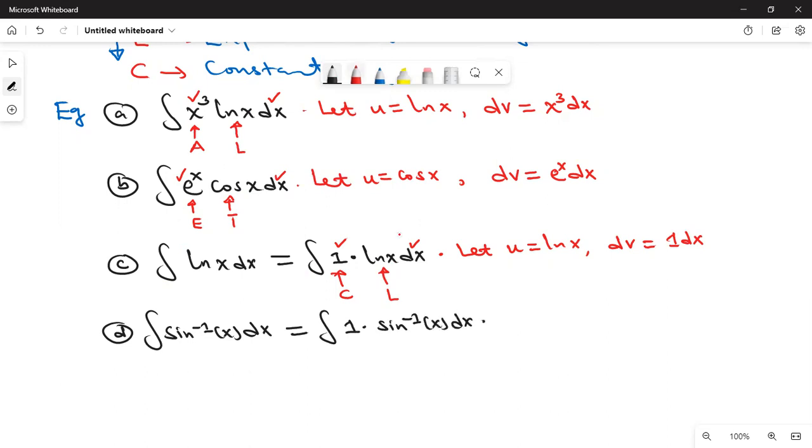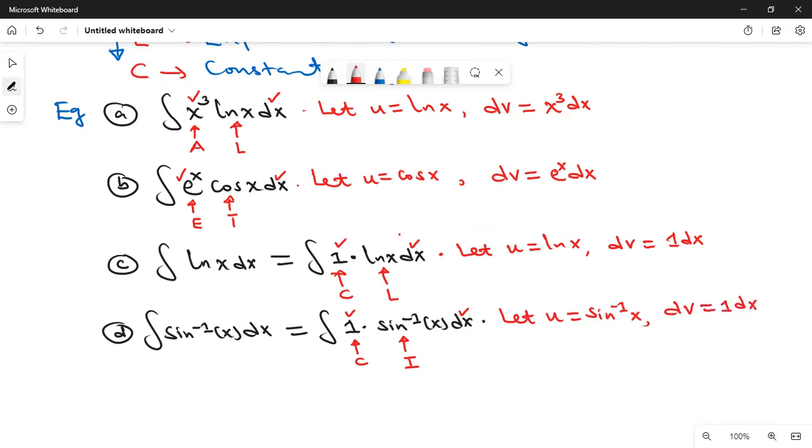So let's classify these functions. Again, 1 is a constant. And here we have the inverse. Between I and C, you encounter I first. So you're going to say let u be equal to sine inverse of x. Now we remain with 1 times dx. That will form dv. So dv is equal to 1 times dx.